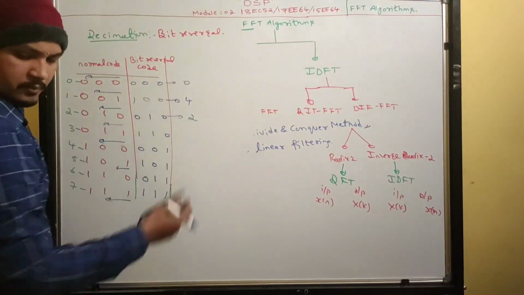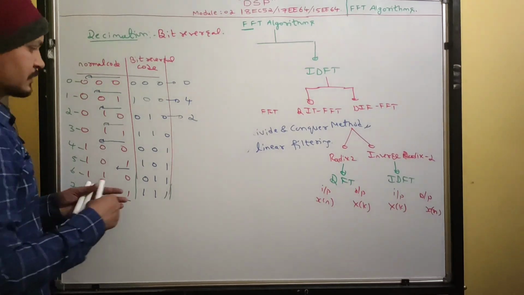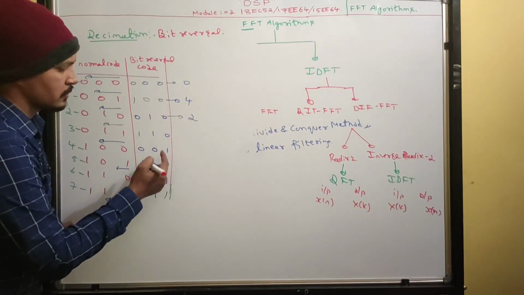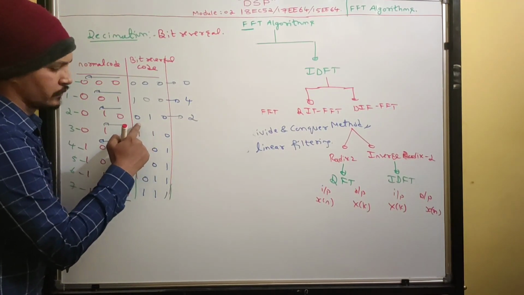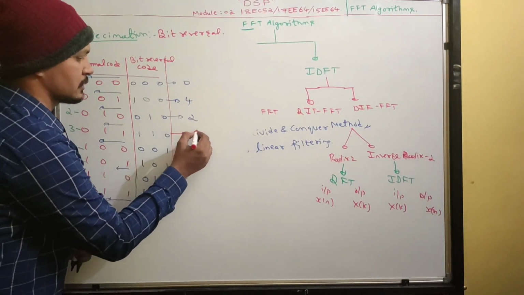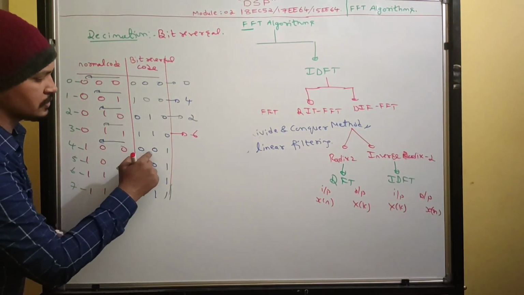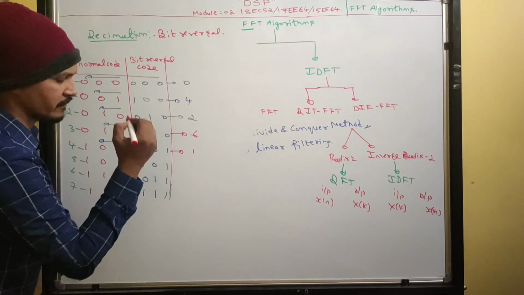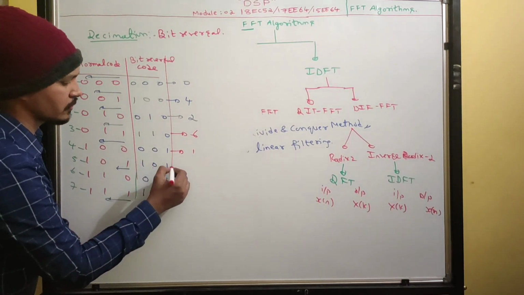Okay. Fine. See next. What is 1, 1, 0? Okay. 1, 2, 4. 4 plus 2 is what? 6. Okay. 0, 0, 0, 1. So its code is 1. Normal code is 1.